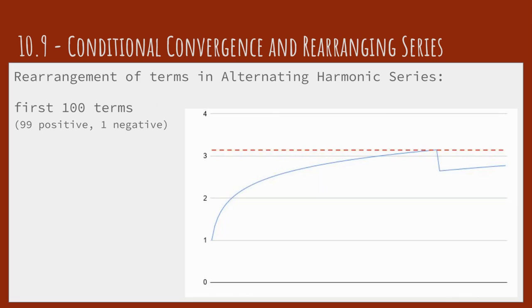All right, so here's the graph of the partial sums to the first 100 partial sums. And notice that out of the first 100 terms, we're adding 99 positive terms and 1 negative term. So that negative term is being added right there where we see that dip.